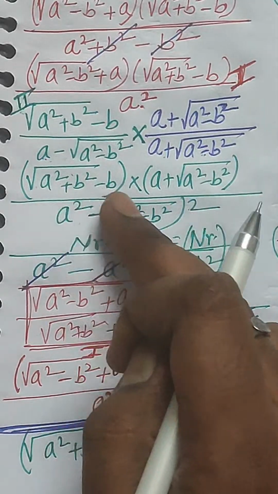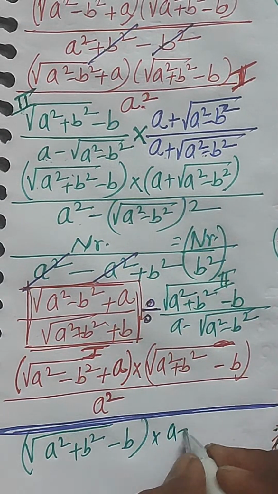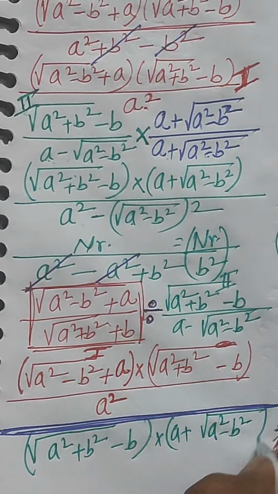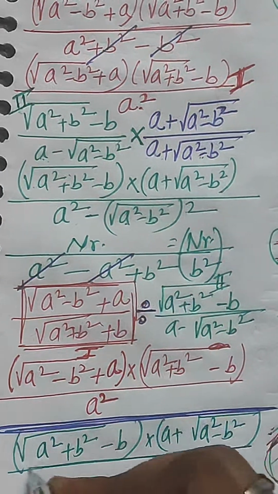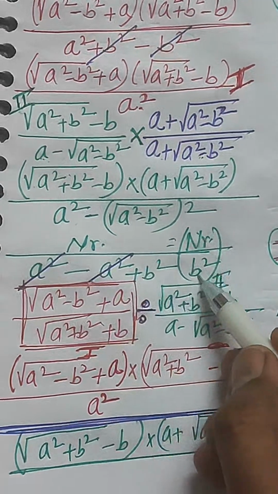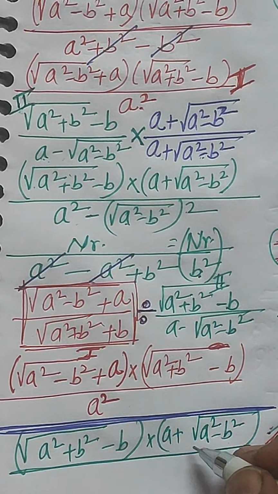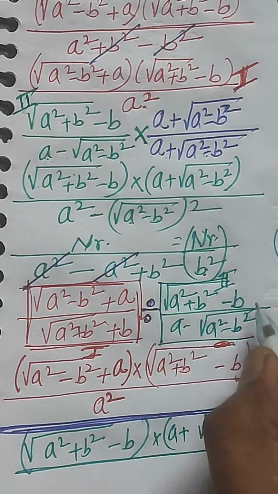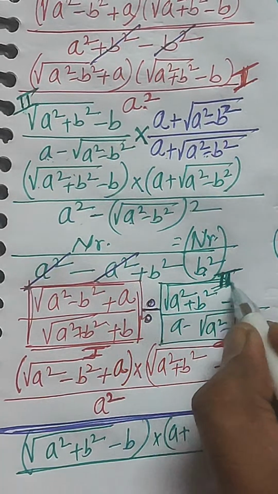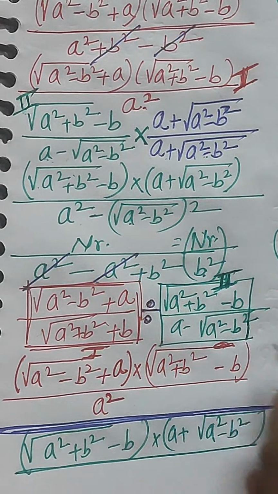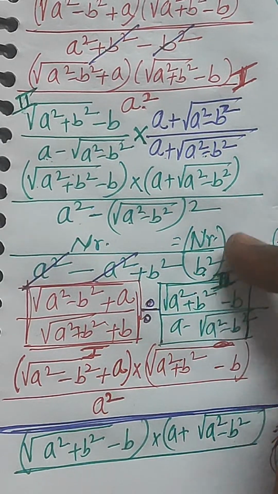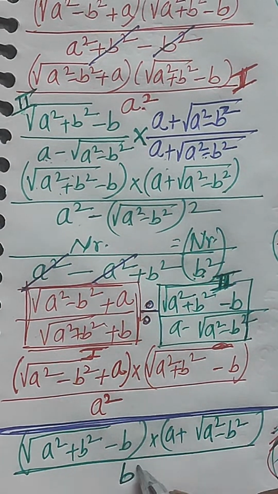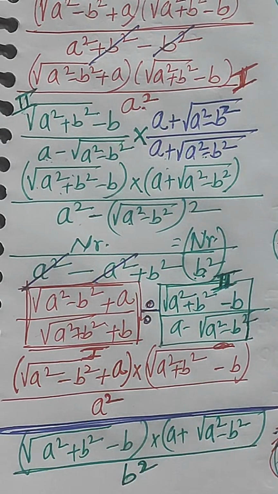You can see here, into a plus root over of a square minus b square, and this whole by b square. So I am writing the simplified format of the second part, and this was your second part here, this one. You can see this was your second part, right? So the simplified format of this is this numerator divided by b square. So now we have almost solved this question.